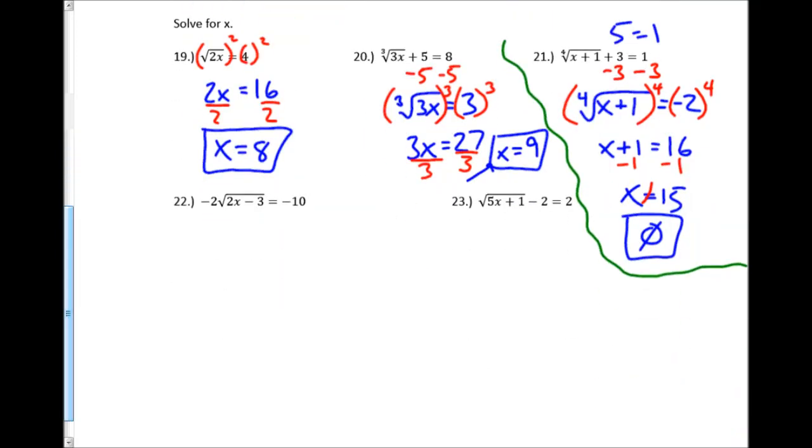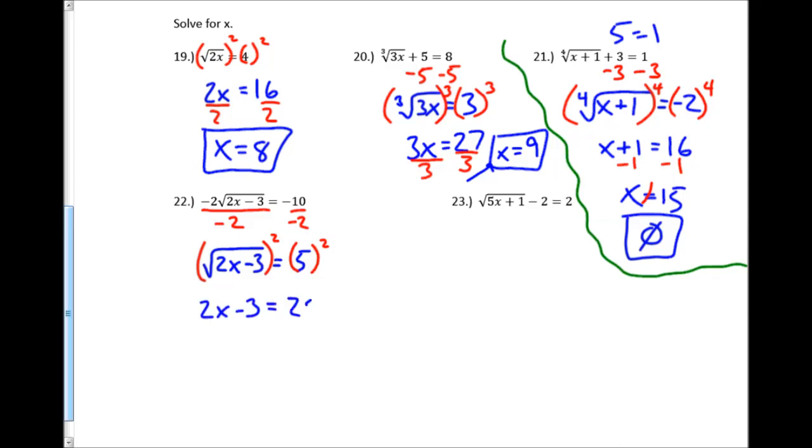If I take a look at the next one, again, I've got to get the radical by itself. I'm going to divide by the negative 2 first. So that gives me the square root of 2x minus 3. Now to undo the square root, I have to raise each side to the 2nd power. I undo roots using exponents. So you've got to use exponents here. So the root and the exponent cancel each other out.